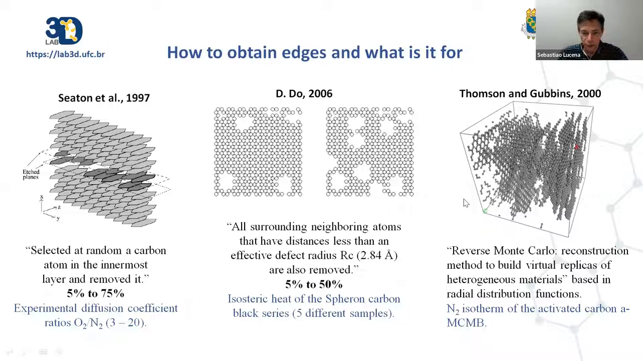The reverse Monte Carlo method can also be considered an edge method, because sheets of graphene are arranged in a simulation box to produce the experimental radial distribution function of the material. In the final model, the adsorbate is interacting with the edges in a considerable pore volume of the material. With this model, Seto could reproduce experimental diffusion coefficient ratios between oxygen and nitrogen. Deodu reproduced isosteric heat of a spherical carbon black series. And Thompson and Gubbins reproduced the nitrogen isotherm of the activated carbon AMCMB.